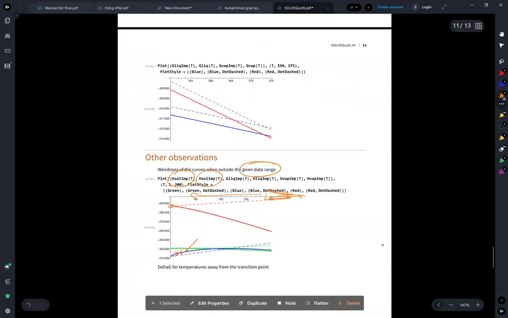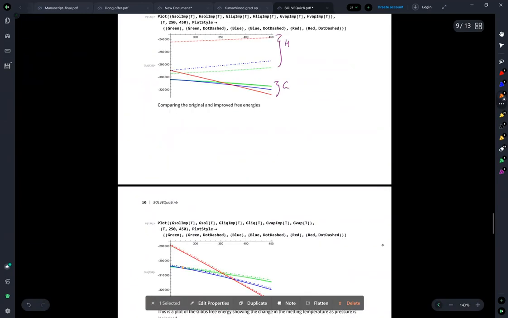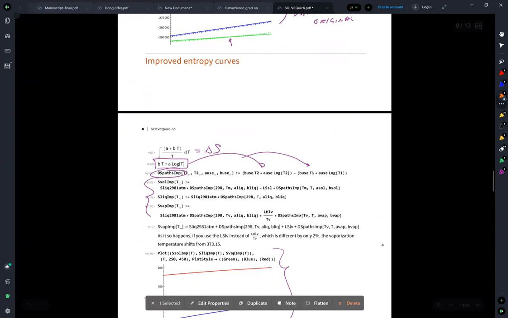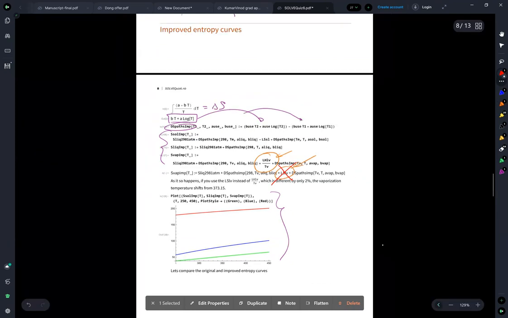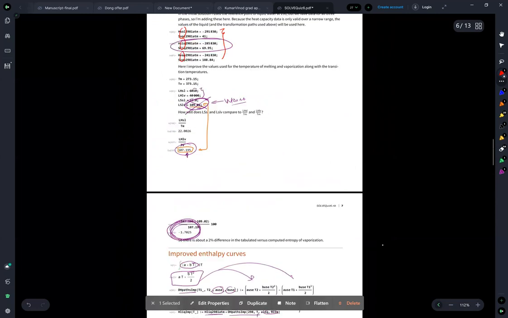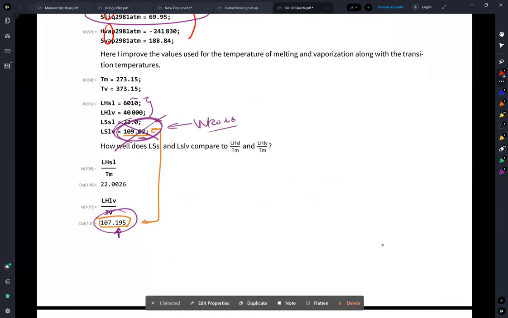And the other thing we discovered was that you need to have the correct values, and small deviations do seem to be significant. So the fact that the data given does not match leads to a substantial shift in the temperature of vaporization.